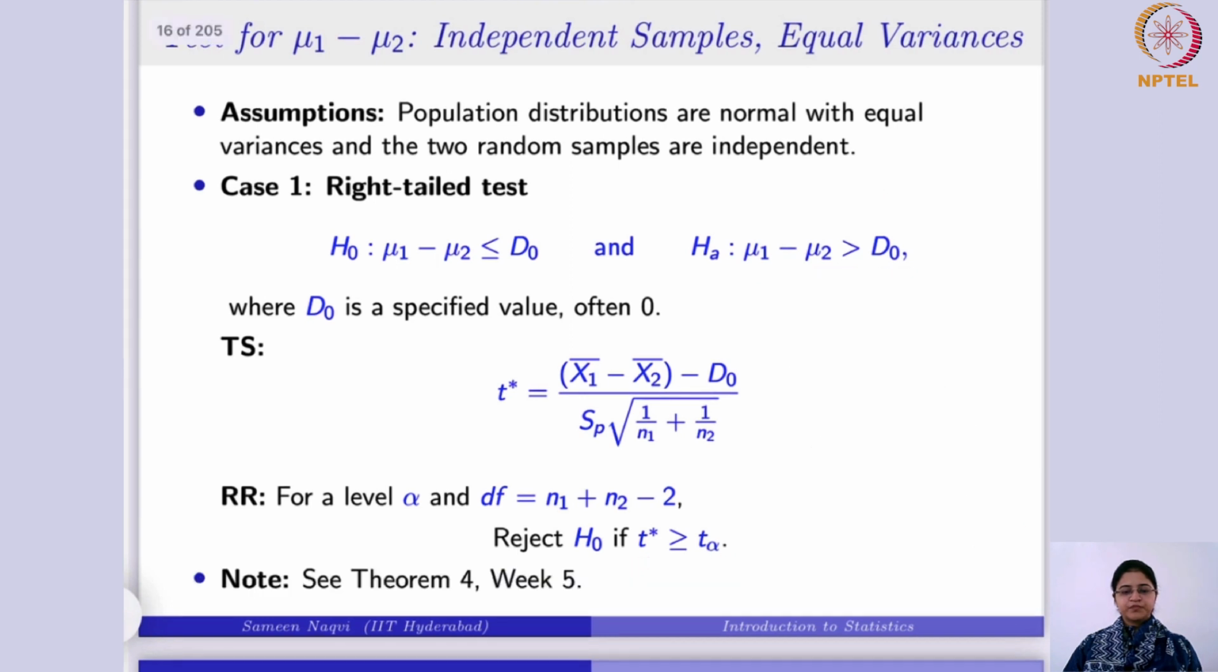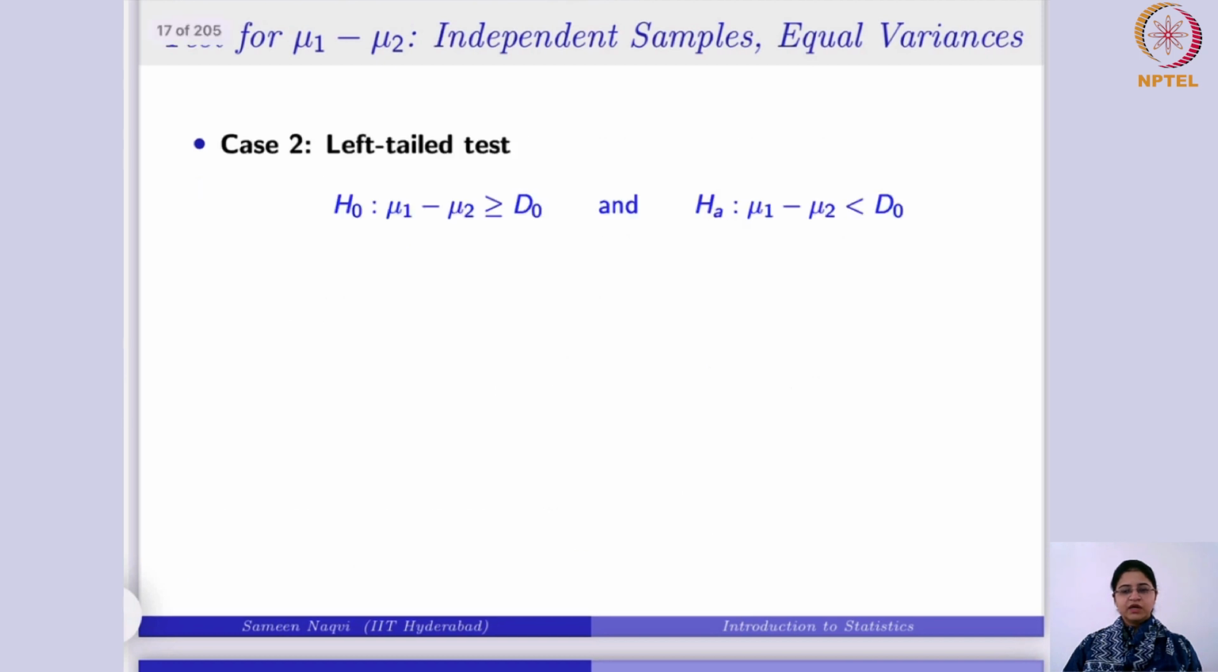Okay. So for this, I would suggest you look at theorem 4 in week 5, because there we obtain this pooled variance. Likewise, you can have the left tail test also. So in the left tail test, the null is that the difference of the two population means is greater than or equal to some specified value, and the alternative would be that this difference is less than that specified value, right? That is why it is called left tailed, because we are dealing with the lower tail observations.